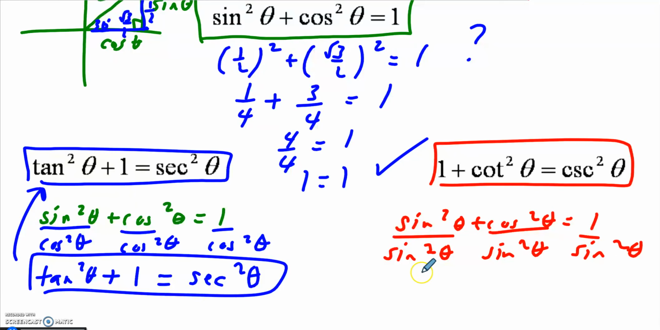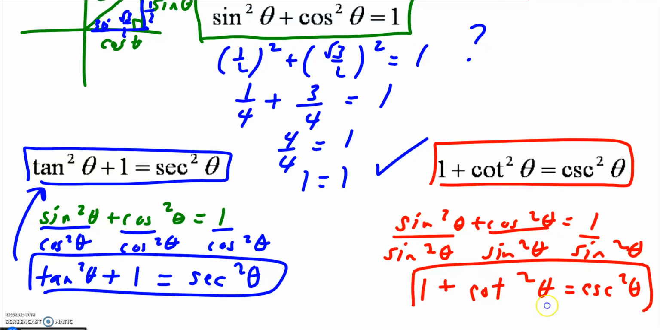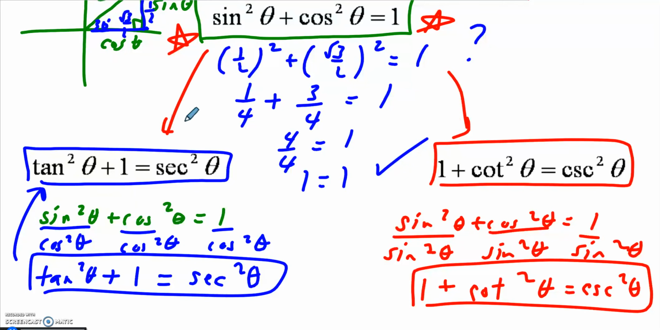Sine divided by sine is just 1, plus cosine divided by sine is the reciprocal of tangent, so it would be cotangent squared theta equals 1 over sine squared. Well, 1 over sine is cosecant, so 1 over sine squared would be cosecant squared theta, and that is the other identity. So what you really need to do is just memorize this first one, and then you can just manipulate to get to these two.